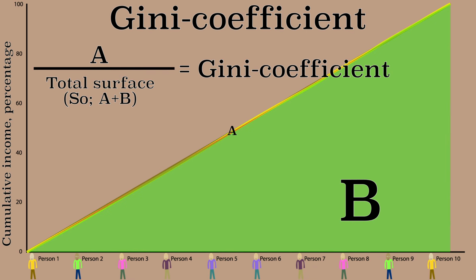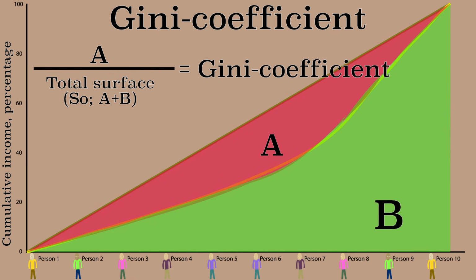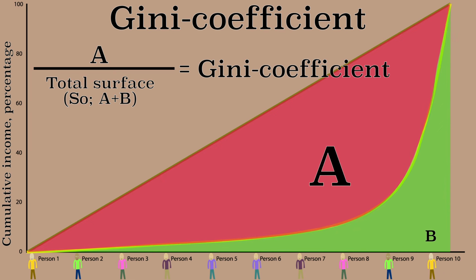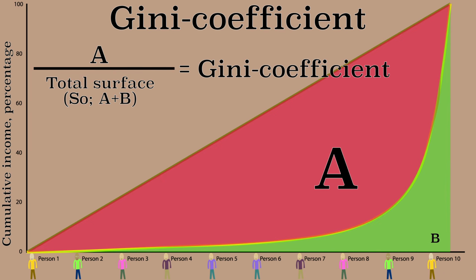The lower the Gini coefficient, the more evenly the income is distributed in a country. If the curve is very skewed, then A's surface is very large. A divided by the total area is almost 1. The closer to 1, the more unevenly the income is distributed.